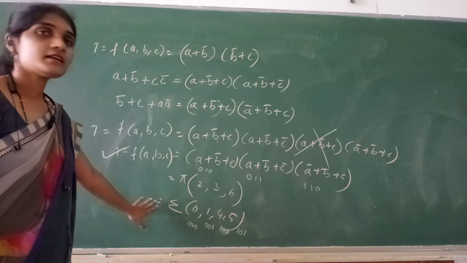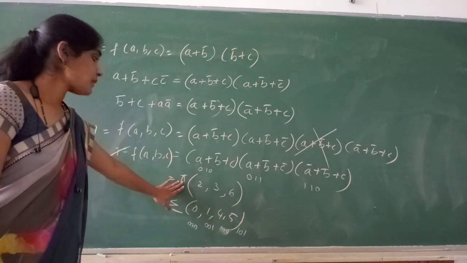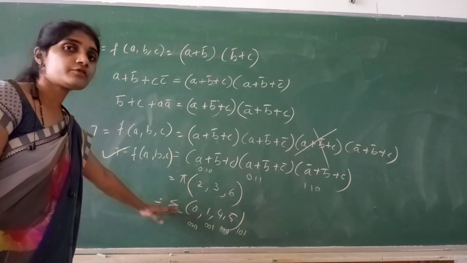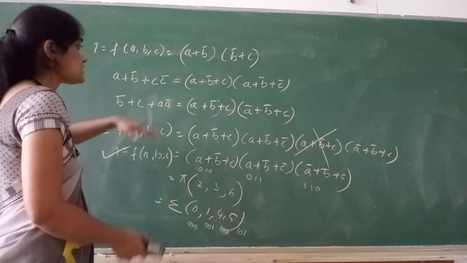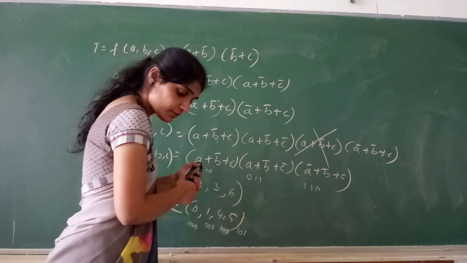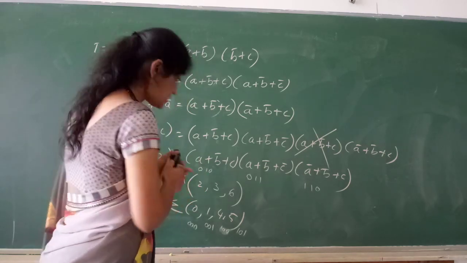Is it clear? So from this you get max terms, from max terms you can write min terms, from min terms you can write the SOP equation. So if in case two variables are missing, I have a question here, next problem.